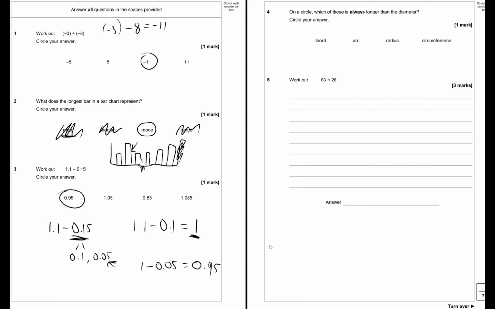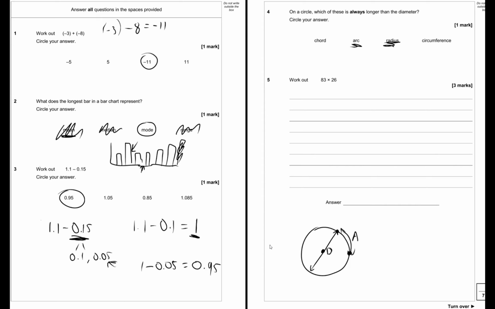Okay, question 4. On a circle, which of these is always longer than a diameter? Circle your answer. Okay, so let's draw a circle and label all the points we know. So let's do the diameter first. So this one here, from one edge to the other through the middle, this is the diameter. So let's call that one D. Okay, what is an arc? Okay, so an arc will be any part like this. So if you go from one point on the circumference to another point on the circumference, that will be the arc.